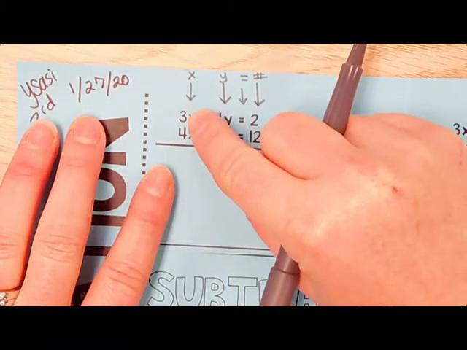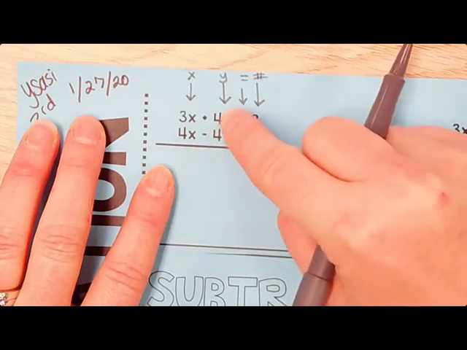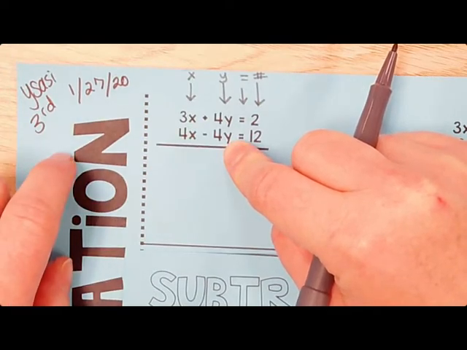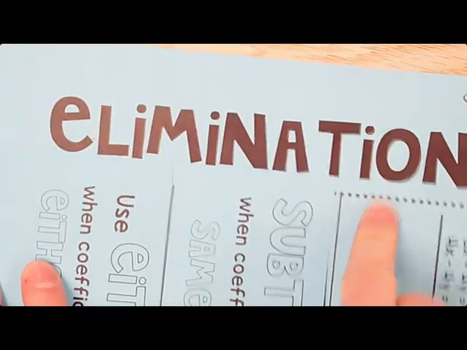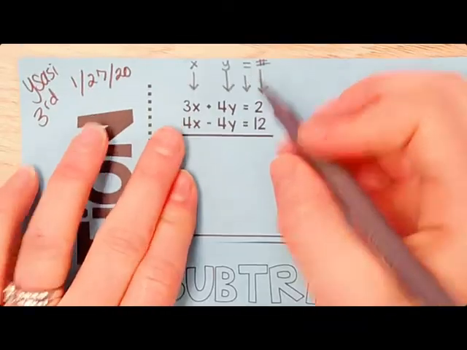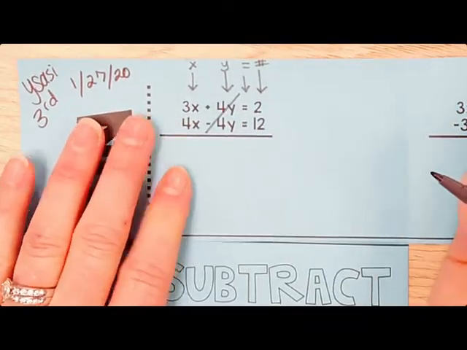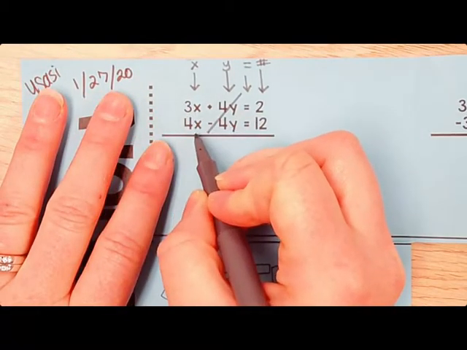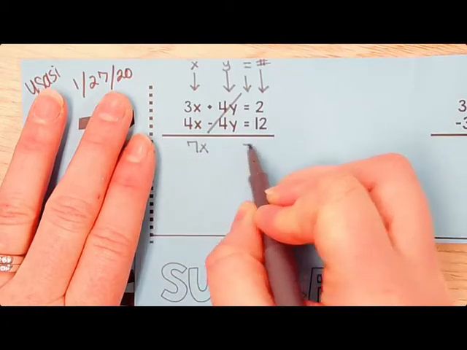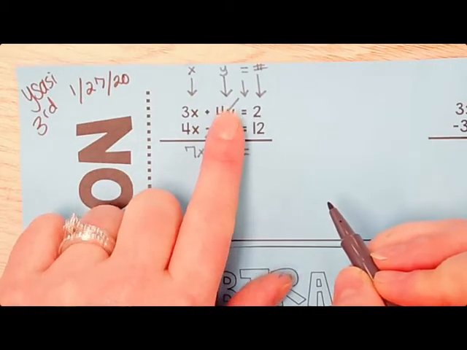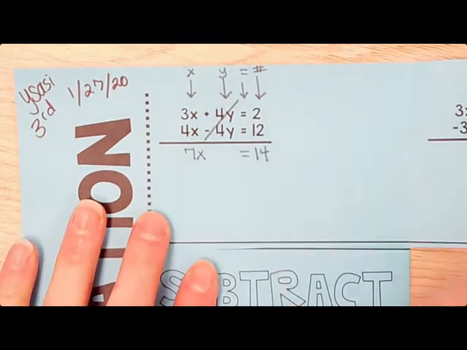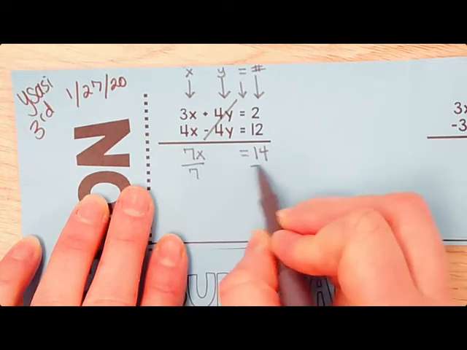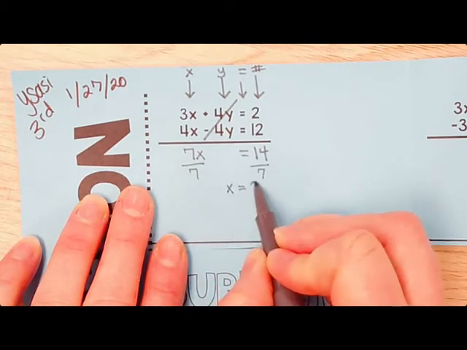If we look here, nothing's going to happen here, but what's going to happen with positive 4y and negative 4y? They cancel out. It's going to be eliminated. Okay? So that's what we're doing. We are looking to eliminate one of the variables. I'm going to cross it out because it's eliminated. The only thing left is 7x equals, there's nothing there, 14. And we're going to solve that. Divide by 7. So x equals 2.